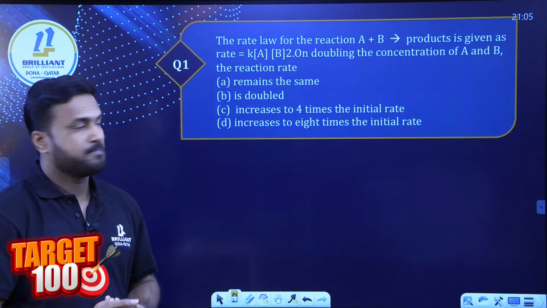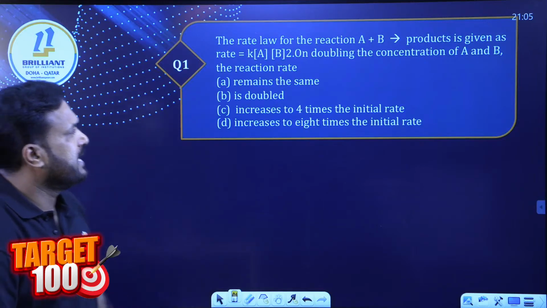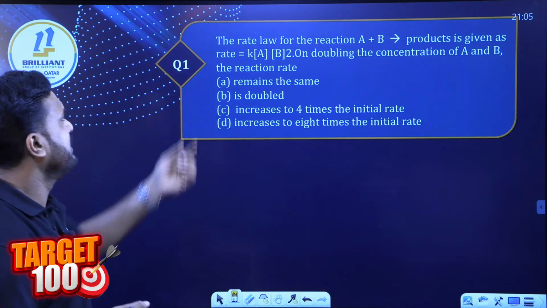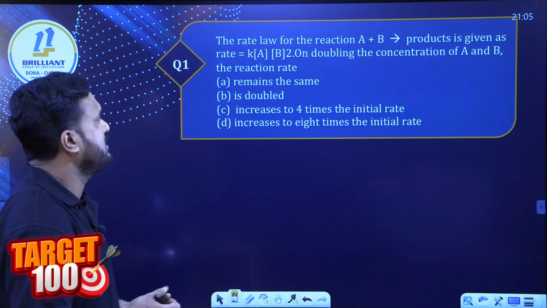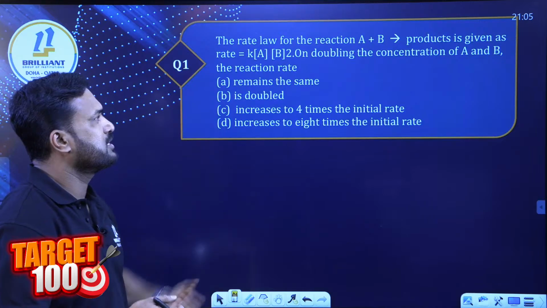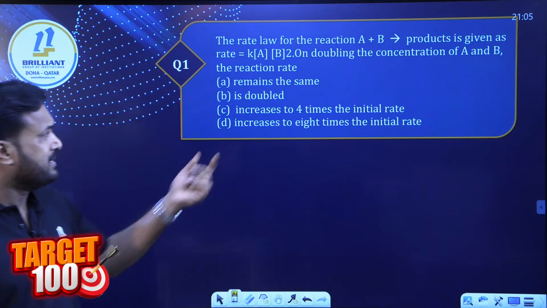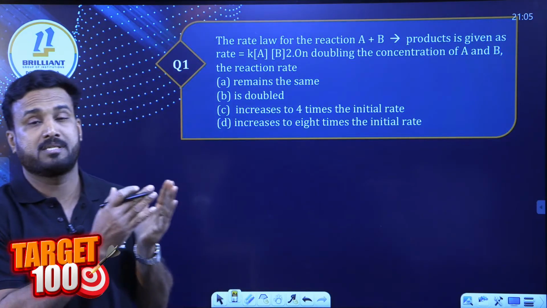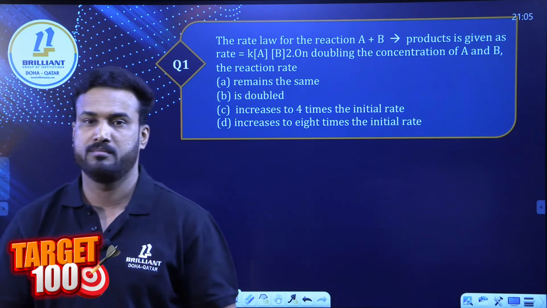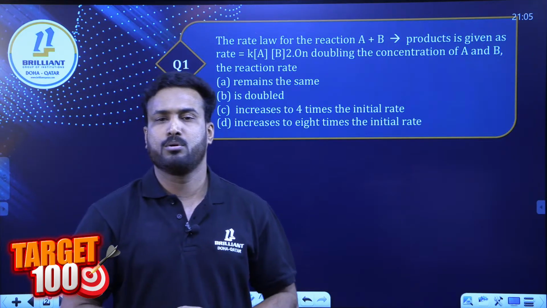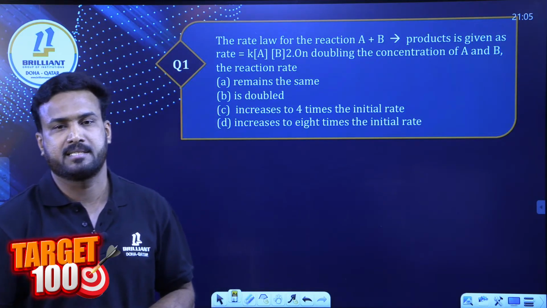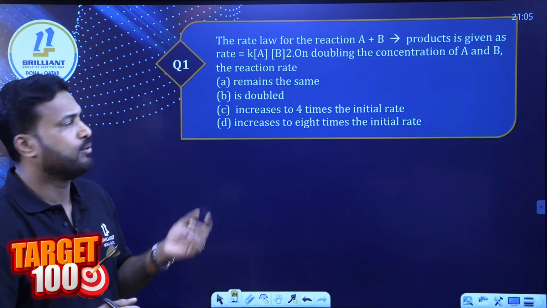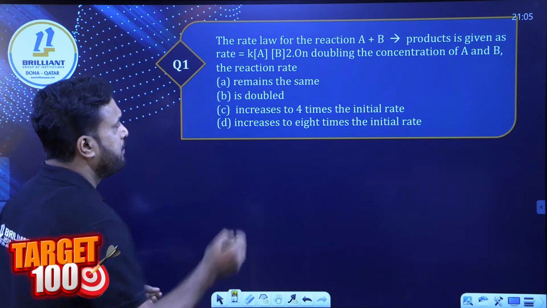So the first question is, the rate law for the reaction A plus B gives products is given as rate equals K into concentration of A into concentration of B raised to 2. On doubling the concentration of A and B, the reaction rate is. You know the question is based on rate law, isn't it? So rate law is nothing but the rate of a chemical reaction is proportional to the concentration of reactants. This question can be solved based on the rate law.